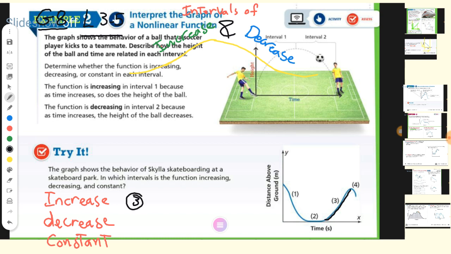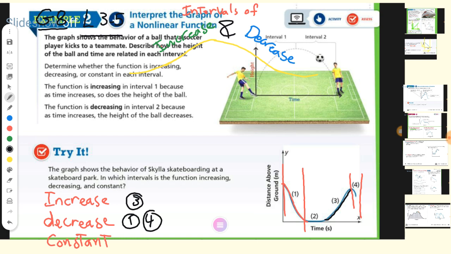What about the decreasing? I'll go to the decrease. It starts from here and decreases to here. So this interval is decreased. Then decrease again, at which interval? At interval 4. So I have two decreased intervals: 1 and 4.